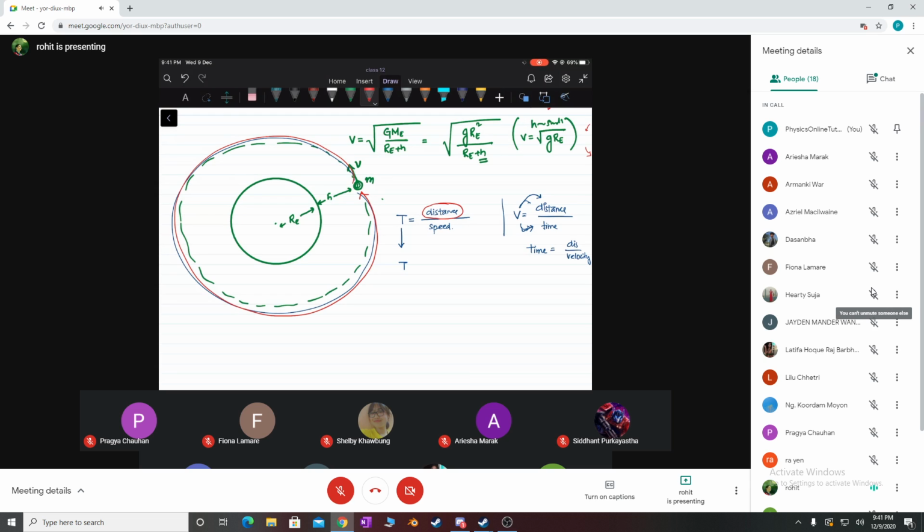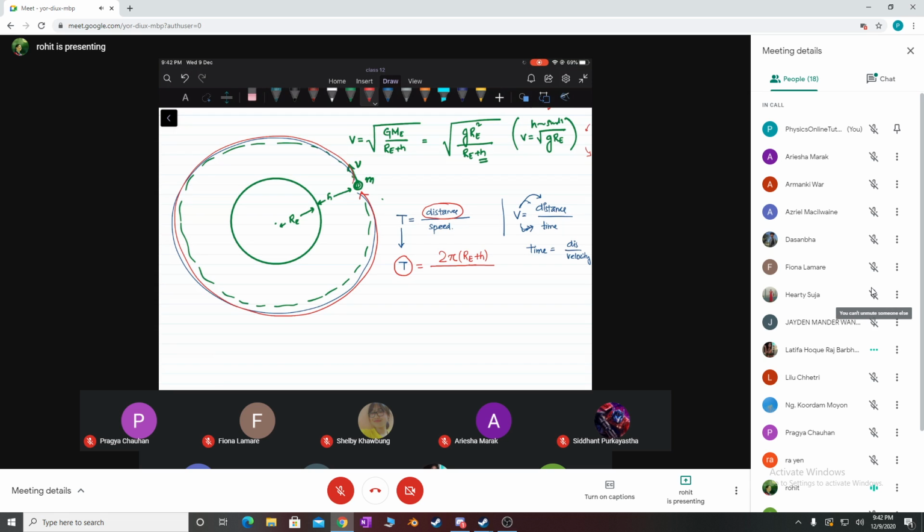Can I say it is the circumference of this circle that I have? In a time of capital T, we have to go one round. Going one round means the satellite has to cover one round. One round means circumference. The circumference will be 2 pi times the radius of this big circle. The circle has a radius of how much? Re plus h. So are you guys okay?